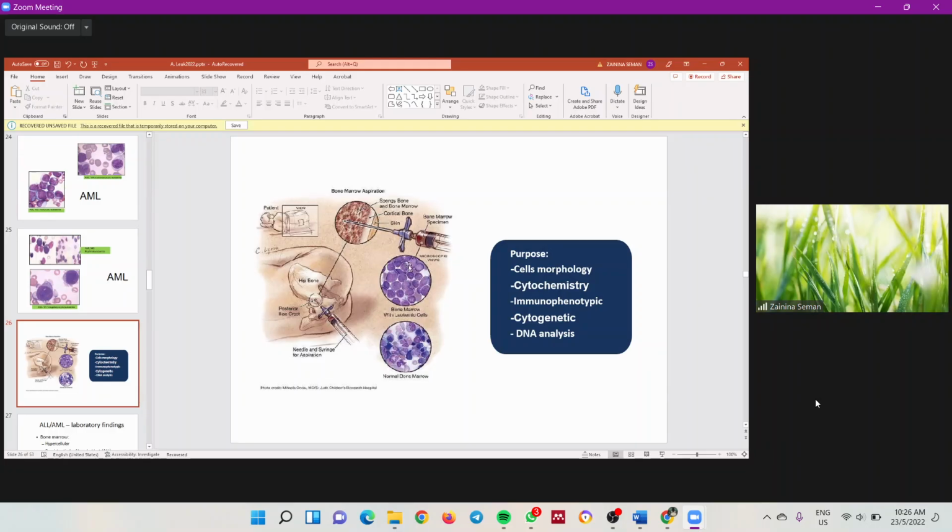So with this bone marrow aspiration, these are the purposes of the marrow blood. You send for cell morphology, and then you also send for cytochemistry. You also send for immunophenotyping, as well as cytogenetic and DNA analysis. So this is the main common procedure to diagnose acute leukemia.